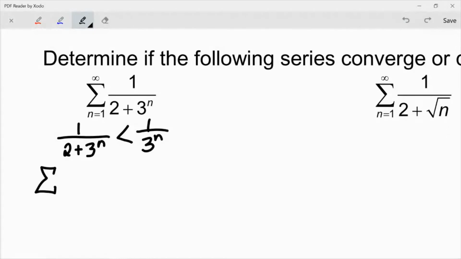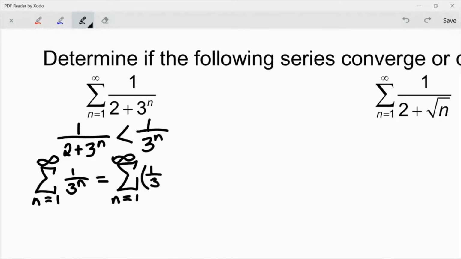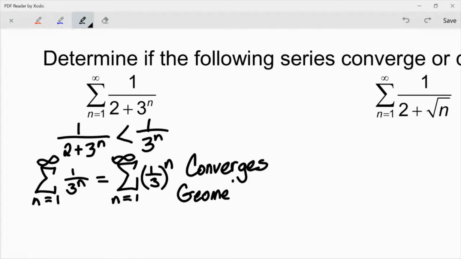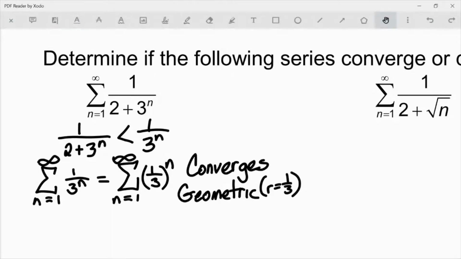So now let's look at this. If we were to look at this series from 1 to infinity of 1 over 3 to the n, that's the same as writing it like this, n equals 1 to infinity of (1/3) to the n. Well, that converges, right? And we know that converges because it's geometric, and our r value here is 1/3. Okay, so we have a reason that that one converges.